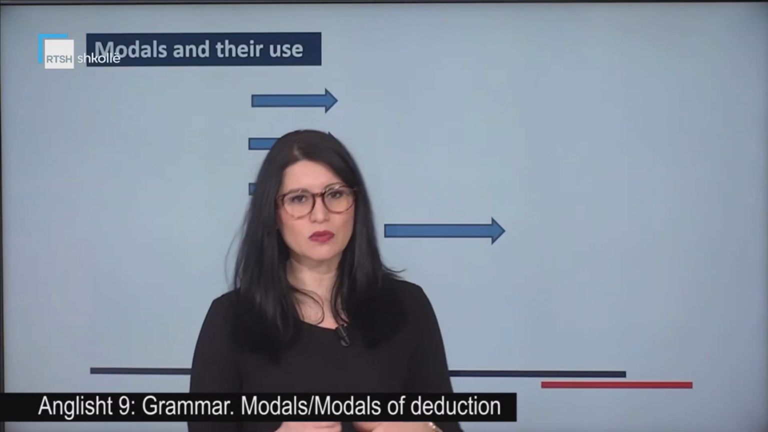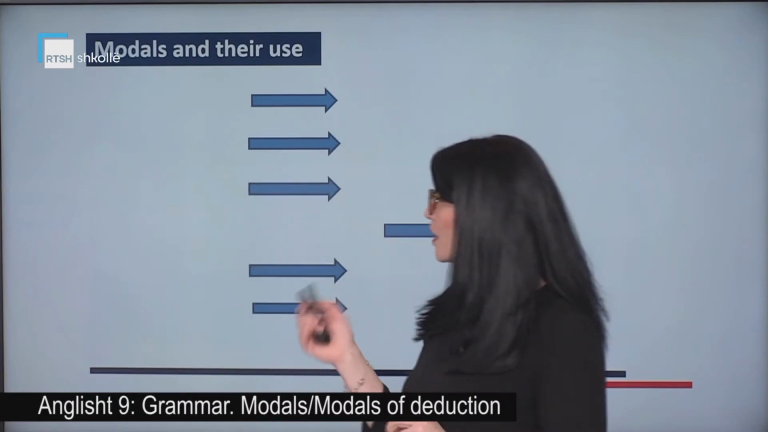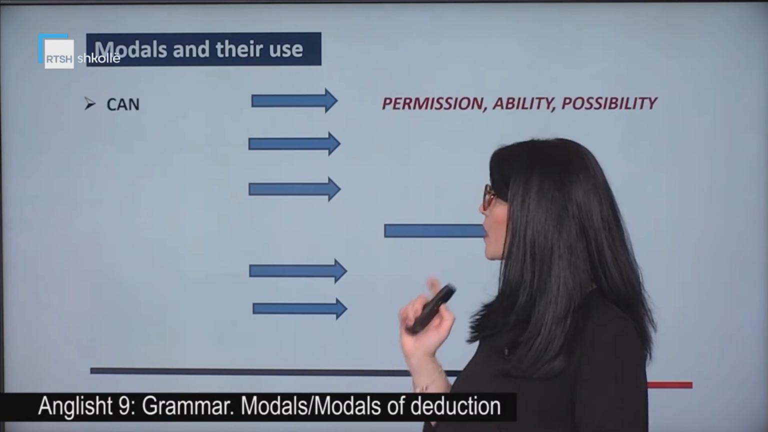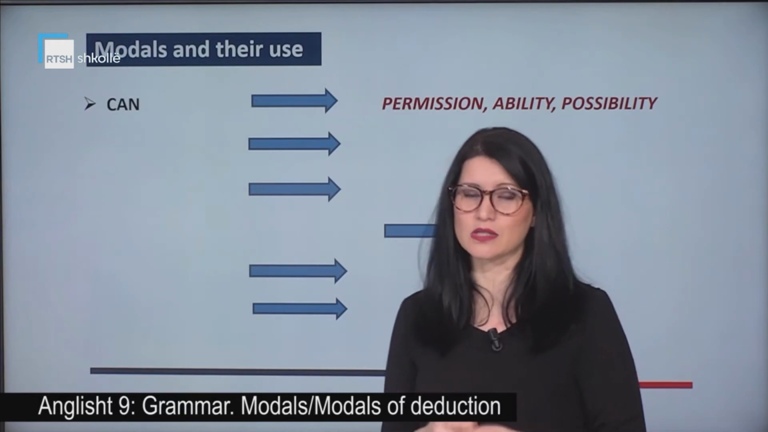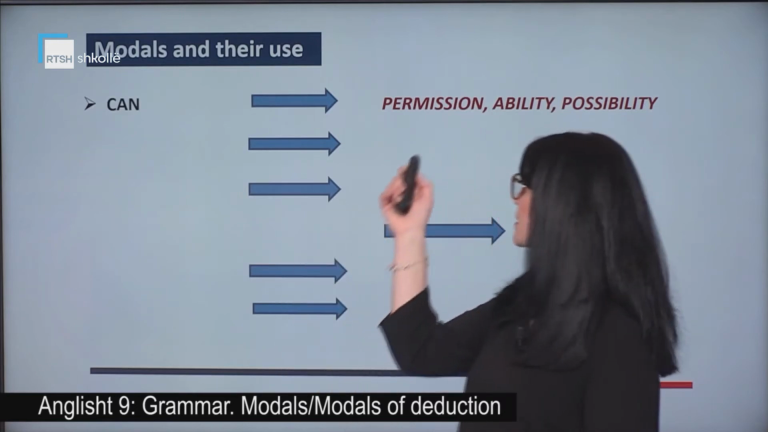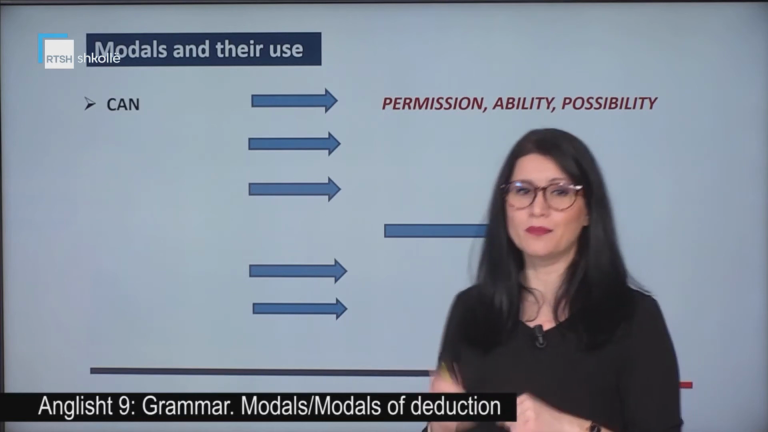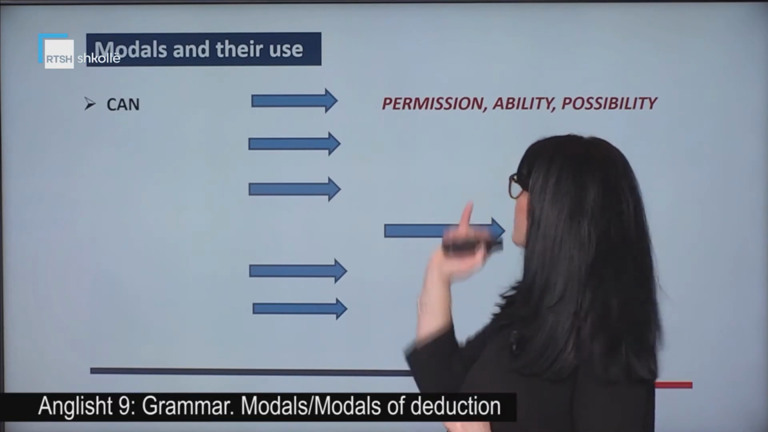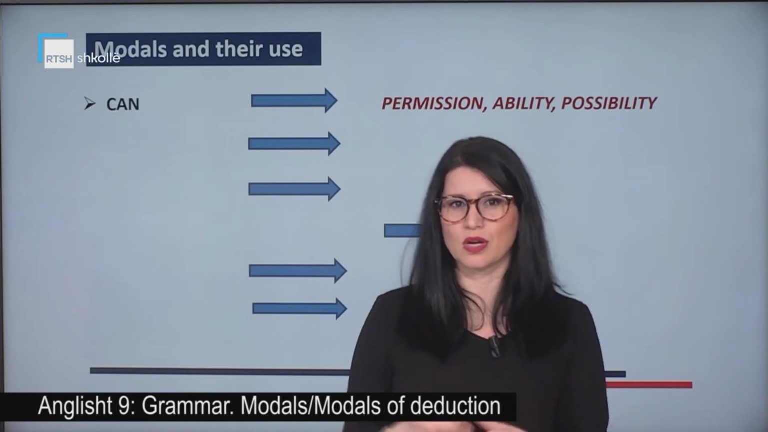Now, to have a better understanding of the modals, I have prepared modals and what they express, so it will be easier for you to remember them. So we have can, that is used to express permission, ability, or possibility. So the modal can be used in 3 or more uses: to express permission, so you can go out or you can use my computer. To express ability, she can speak 5 languages, and possibility, which means she can come later, we don't know.